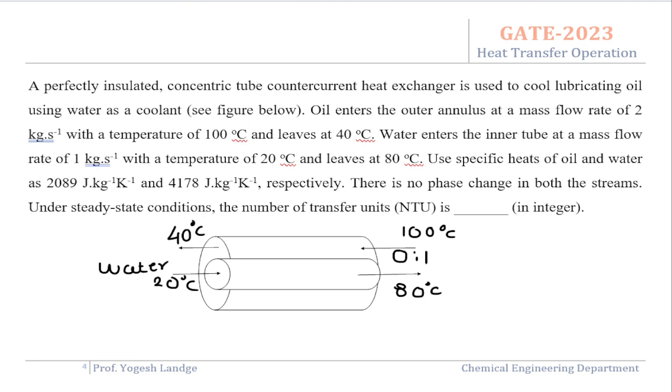Use the specific heat of oil and water as 2089 joule per kg per Kelvin and 4178 joule per kg per Kelvin respectively. There is no phase change in both the streams. Under steady state conditions, we need to find out the number of transfer units, the NTU value. The diagram is given here. It shows oil entering the annulus on this side at 100 degrees Celsius and leaving at 40 degrees Celsius, and water entering the inner tube at 20 and leaving at 80. Let's see how to solve this and find the value of NTU.